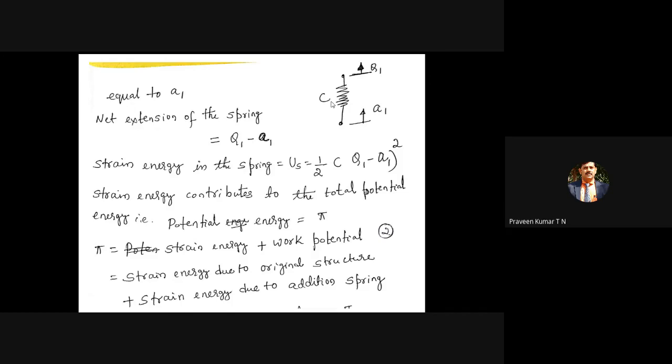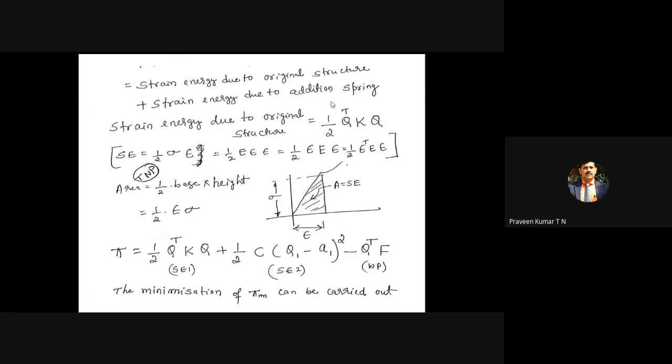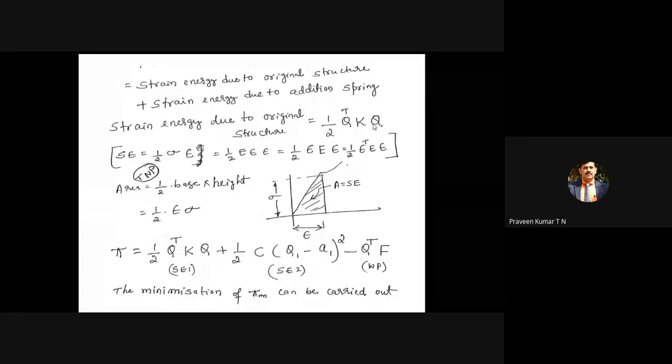Plus work potential is there. Work potential I have not shown here. So now the strain energy due to the original structure is given by half into Q transpose K into Q. That is nothing but half into, we have the original equation.